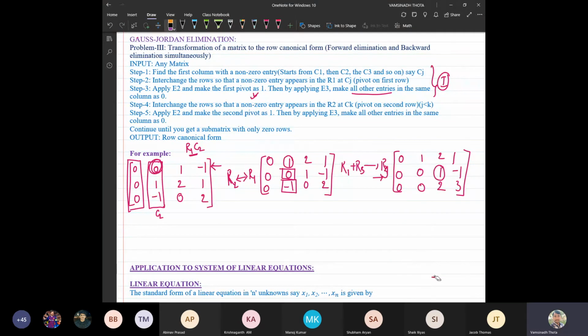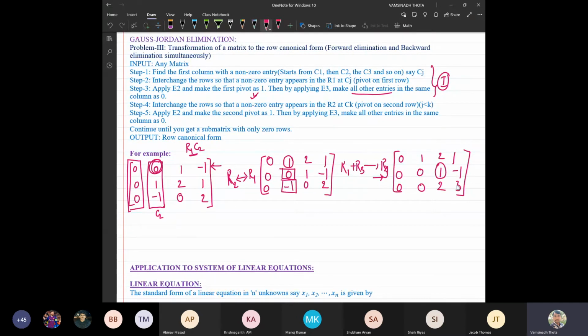Now, sorry, I'm taking just 5 more minutes because I need to complete this elimination process. I cannot stop in between. Anyway, here we are lucky, and in fact, the second pivot element is already in the position where it should be. Not only that, it is already equal to 1. So we have almost reached step 3 again.